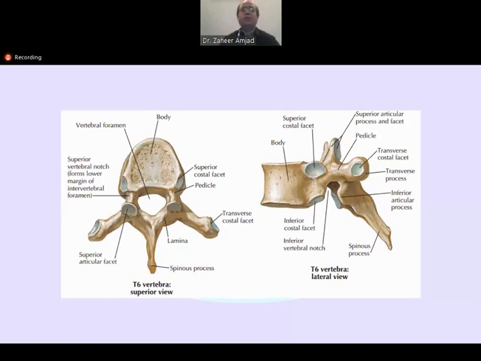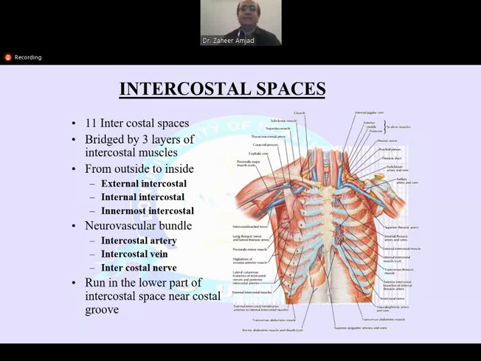Now, we talk about the intercostal spaces. Intercostal spaces are the spaces between the adjacent ribs. They are bridged by 3 layers of muscles, which correspond to the muscles of the abdomen. So there are the external intercostal, internal intercostal, and innermost intercostal muscles. I'm not going into the detail of these muscles, but these muscles are for respiration, for the movement of the chest and thoracic wall to cause respiration.